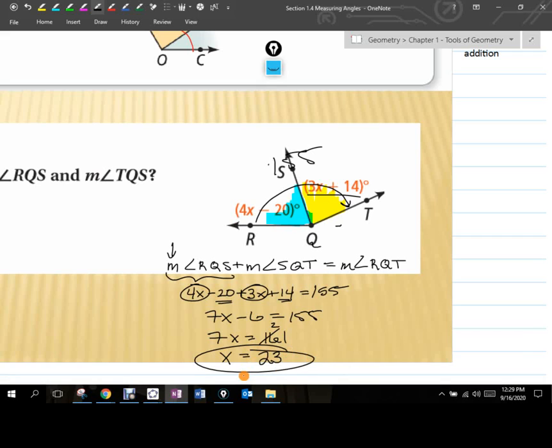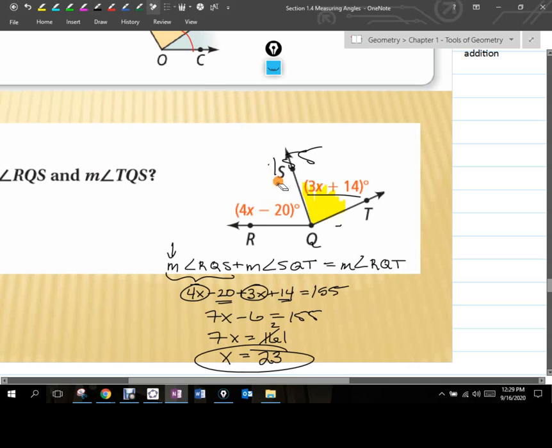Now, just like we talked about yesterday and the day before with segments, x can be anything. It can be 0, negative, positive, or fractions. What you need to make sure you are convinced of is that when you plug it back in, the angles they represent have to be positive. So 4 times 23: what's 4 times 20? 80. What's 4 times 3? 12. 80 plus 12 is 92, minus the 20 that's there, so 72 is that angle.